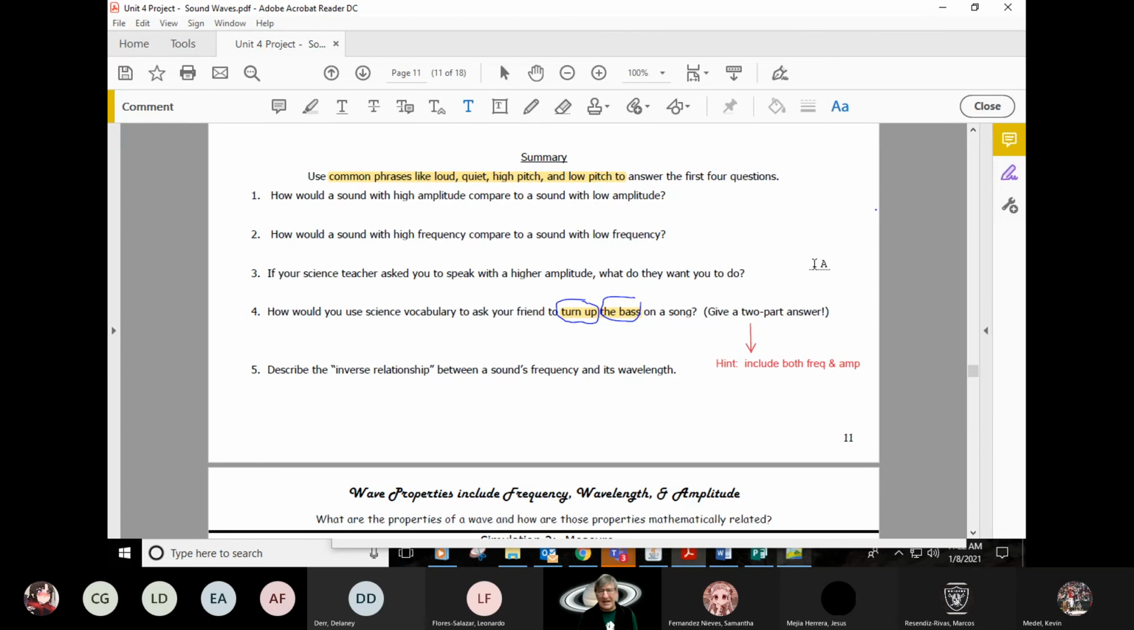Number 4, turn that around backwards. You give me the science vocab to turn up the bass. What do you want to have happen to the frequency? What do you want to have happen to the amplitude?